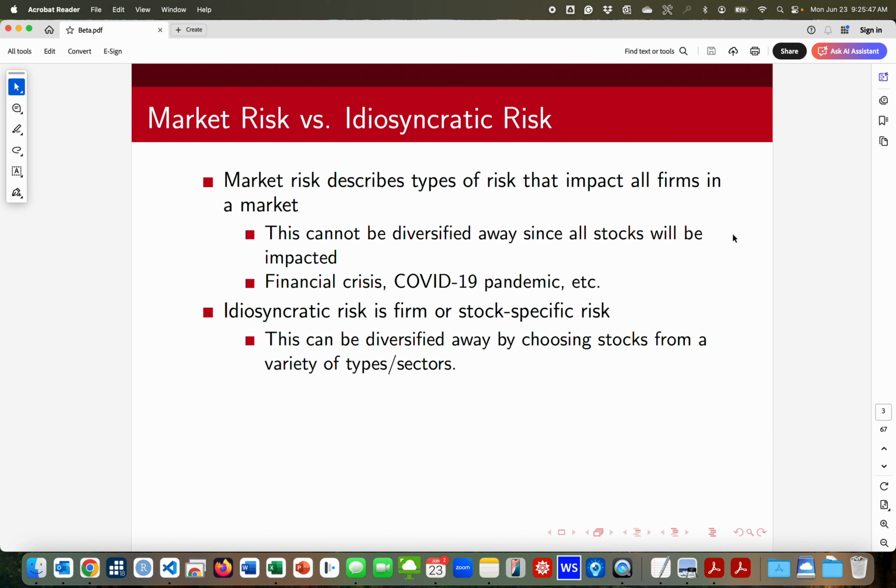Market risk is going to affect everything. So everything in the portfolio will be affected in some way.